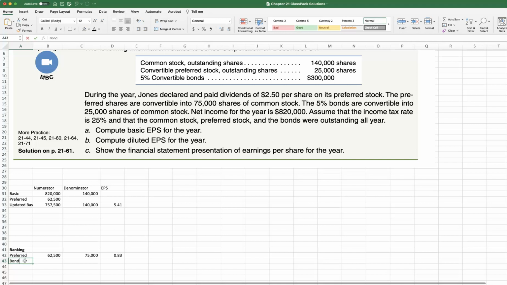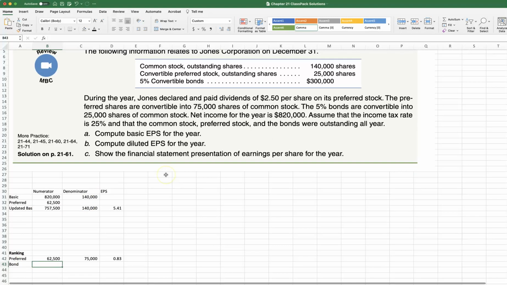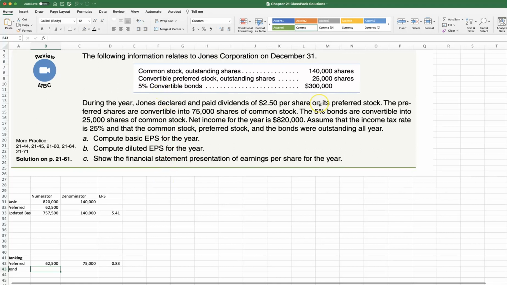Now let's compare that to the bond. So the bond, first thing we have to figure out on the numerator is what the after-tax interest expense number would be that we don't have to worry about if all of these bonds converted. So they're 5% convertible bonds, and the principal is $300,000. So if I have $300,000 on my balance sheet, and I pay 5% interest, then I'm going to pay $15,000 worth of interest.